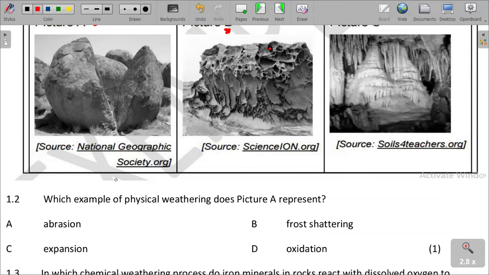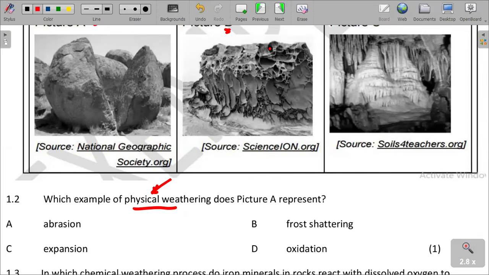Which example of physical weathering does picture A represent? When we look at types of weathering, we have physical and chemical. In terms of physical, it is mainly because of the expansion and contraction of rock due to temperature or heating of the rock mass. So in physical weathering, we don't have any chemicals or agents that are causing weathering to take place.